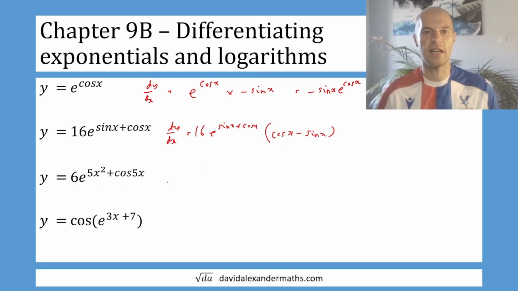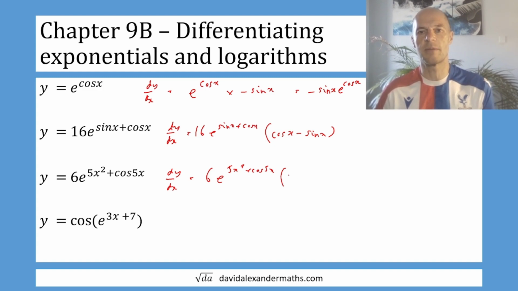Here's another example, again pretty horrible function. So the derivative is 6e to the power of 5x squared plus cos 5x multiplied by the derivative of 5x squared plus cos 5x, so 5x squared becomes 10x and cos of 5x becomes minus 5 sine 5x.